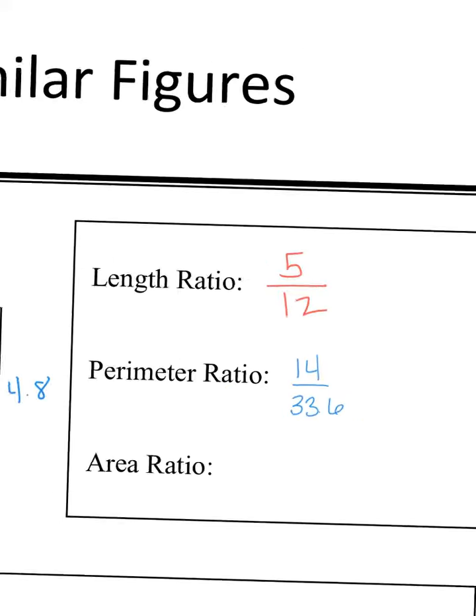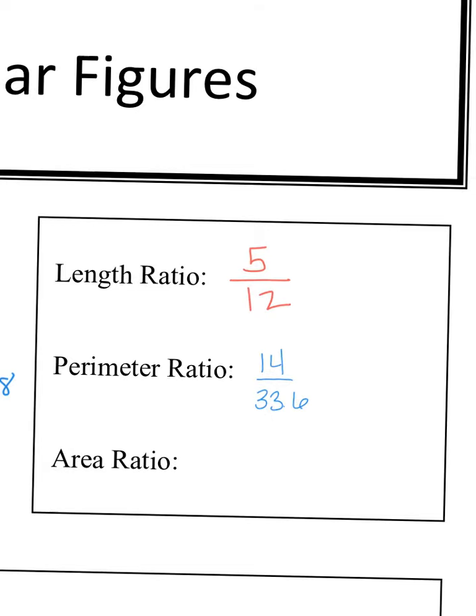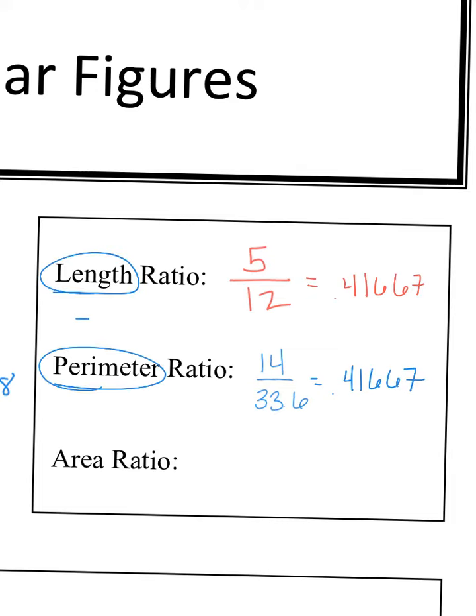33.6. Usually you are going to keep everything in decimal form or fraction form, but just for fun, let's do 5 divided by 12 on our calculator. And we get 0.41667, and it goes on forever. Now let's do 14 divided by 33.6, and actually do this with me so you can see on your calculator what it is. 0.41667. So it's the exact same thing. So these two length and perimeter ratios are equal.